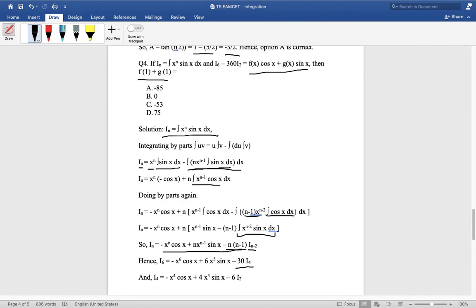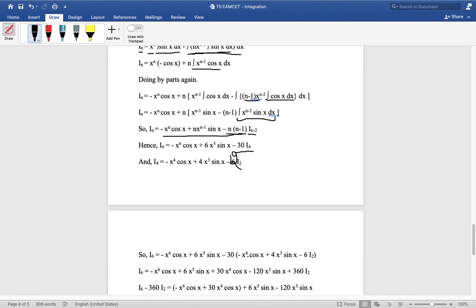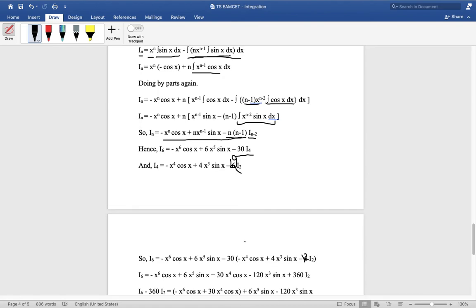So this is 12, not 6. Apologies. 4 times 3 is 12. So minus 12 I2. Okay. Now minus 12 here again. 12 times 30 is 360. Okay. So I6 is equal to minus x^6 cos x plus 6x^5 sin x minus 30 into minus x raised to the power 4 cos x plus 4x cube sin x minus 12 I2. This value of I4 that I got from here I will put in this equation and I will get this.